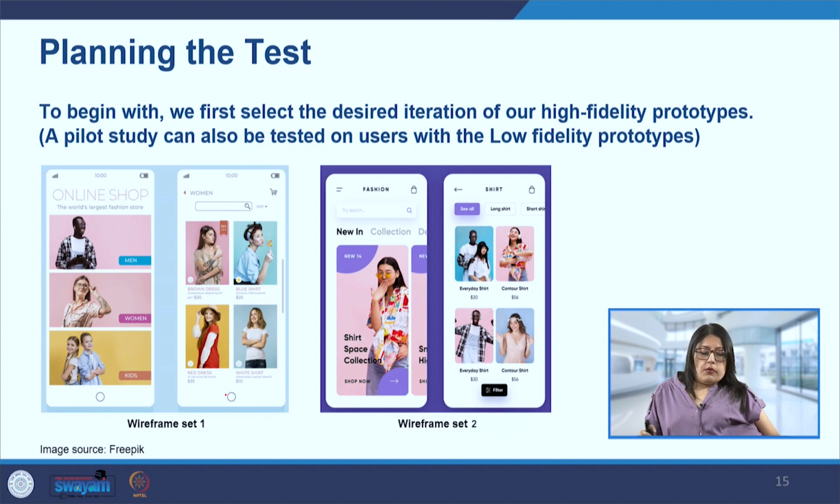So to begin, we first select the desired iteration of our high fidelity wireframe. So now we see the same content, but organized in a different manner. The purpose here is, for example, to see which particular organization the users will prefer, which particular prototype is more appealing. That will help us, for example, design our landing page, where there is more clarity, and whether they are able to understand the information, the different headings, the different buttons that are present there.